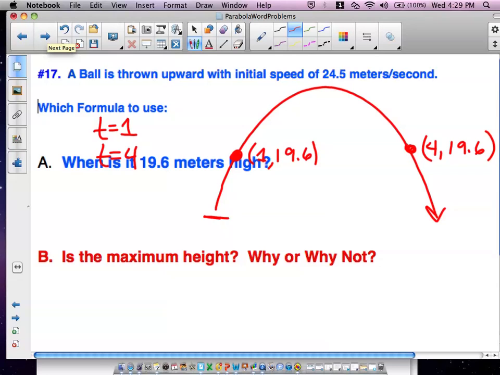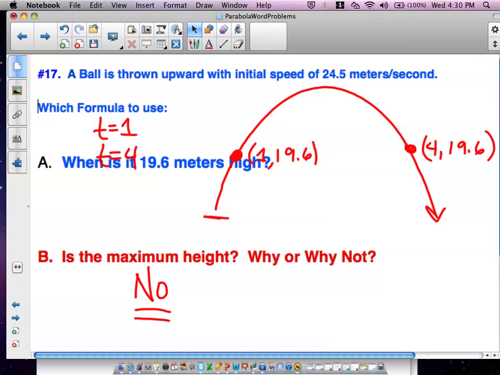Was 19.6 the maximum height achieved or attained by this object? And then the second part, why or why not? Was it the maximum height, yes or no? And then explain why. Well, clearly it was not the maximum height because it went through the height of 19.6 two times. It went through 1 second after takeoff, traveled beyond 19.6, and then on its way back down, it came through 19.6 one more time.